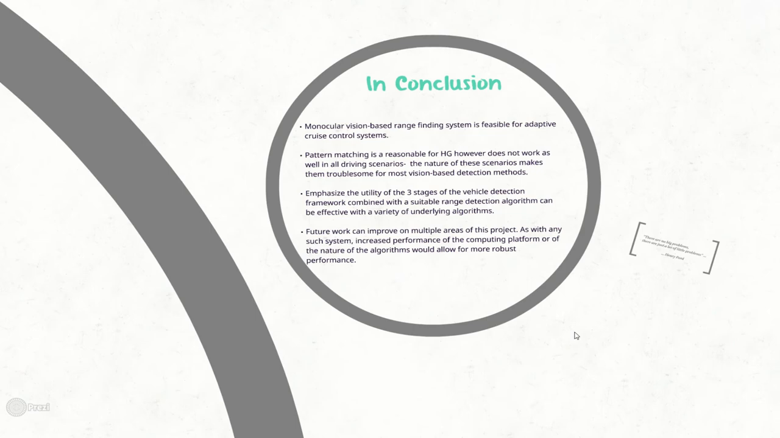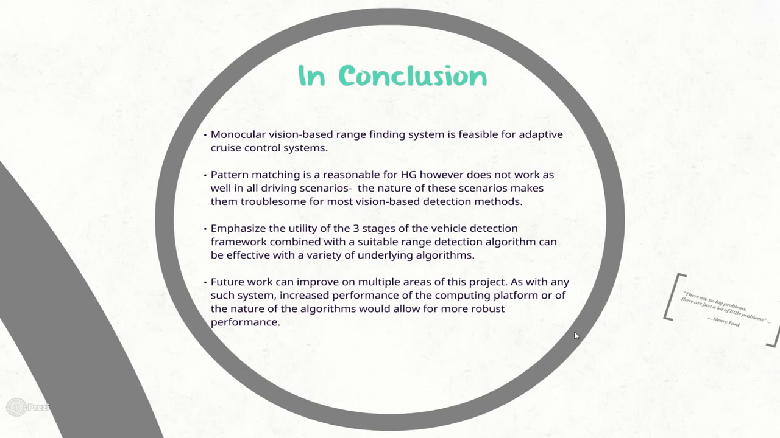Okay, so in conclusion, monocular vision-based range finding systems are feasible for adaptive cruise control systems. Pattern matching is reasonable for hypothesis generation. However, it does not work as well in all driving scenarios, but the nature of these scenarios makes them troublesome for most vision-based detection methods. We also talked about the three-step vehicle detection framework, and if you combine this with a suitable range detection algorithm, it can be effective for a variety of underlying algorithms.